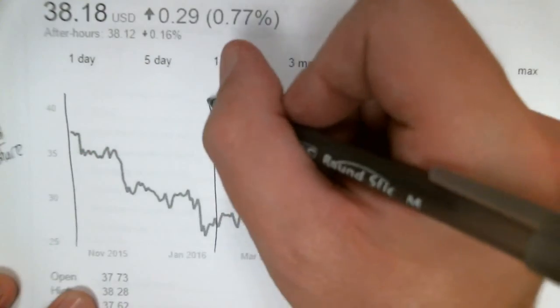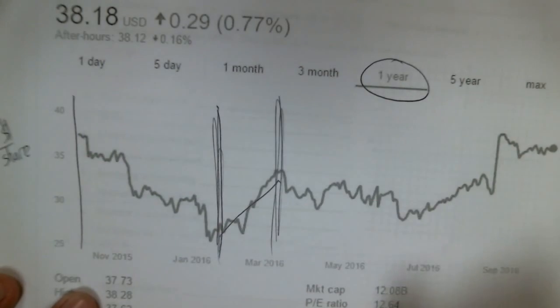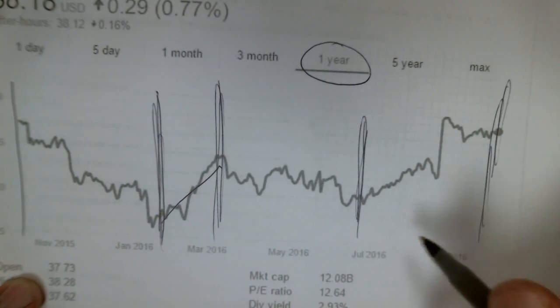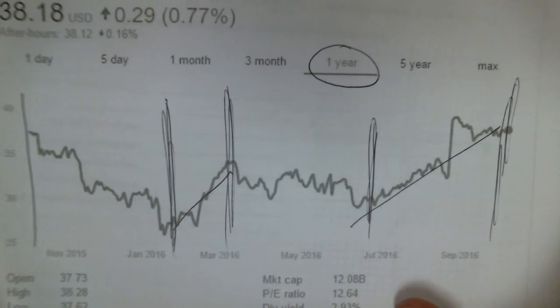What has the stock done from this interval to that interval? Okay, well, the stock has gone up. What has the stock done from this interval to that interval? The stock has gone up. So that's what we mean when we're talking about these intervals.